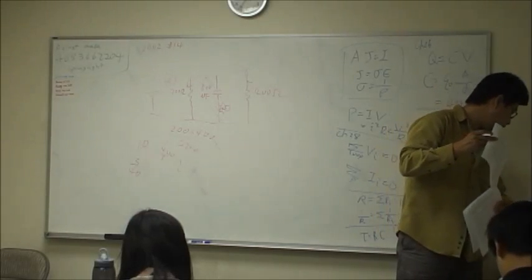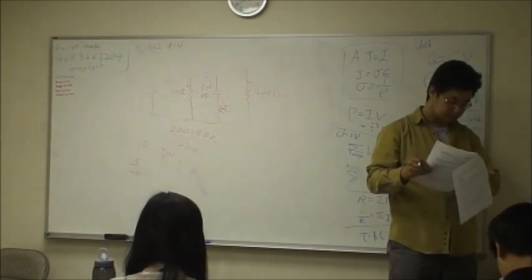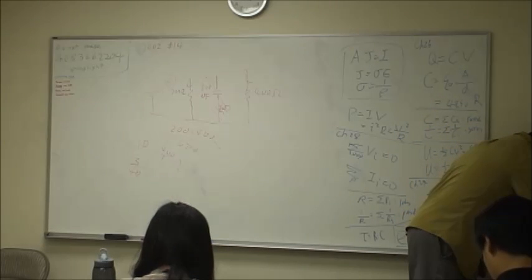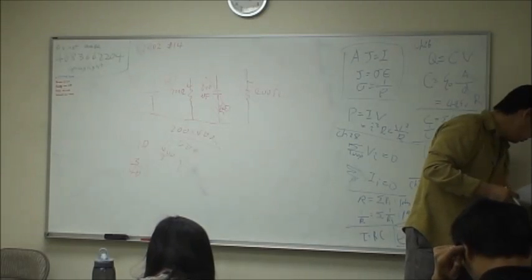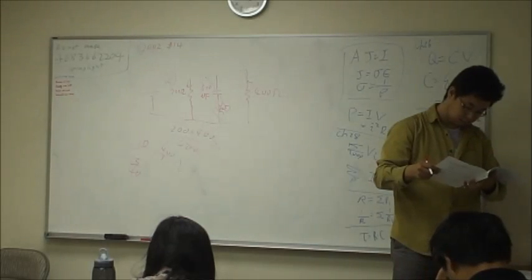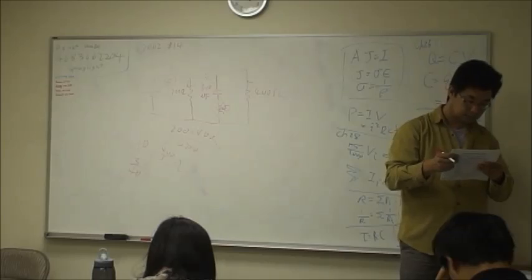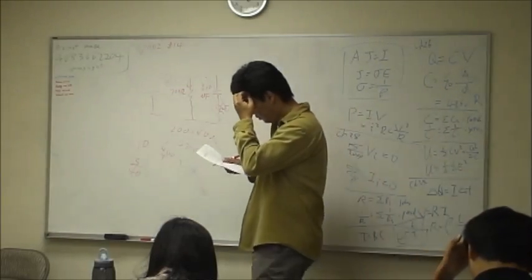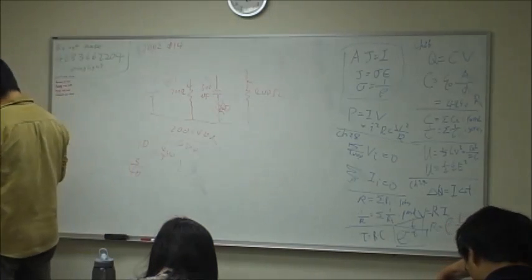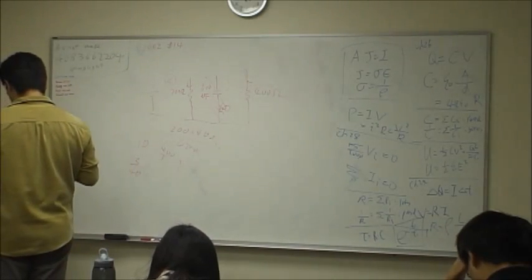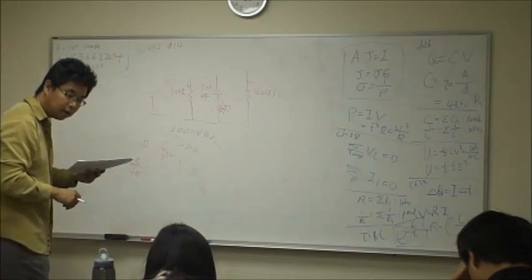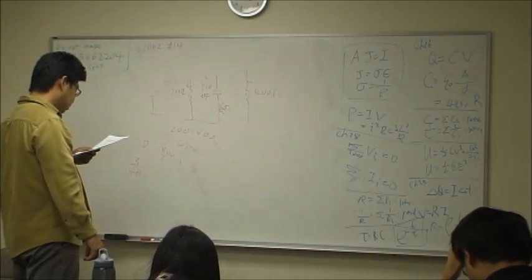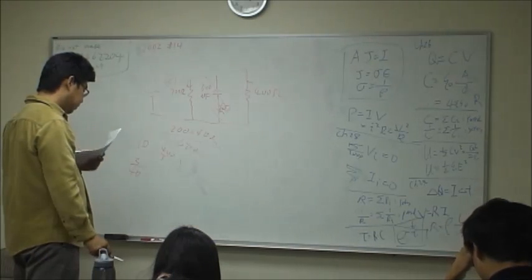Number 28. Wait, it says 6. It's 4 resistors, not 6. Good job. So no current goes to the middle. What should be R3?